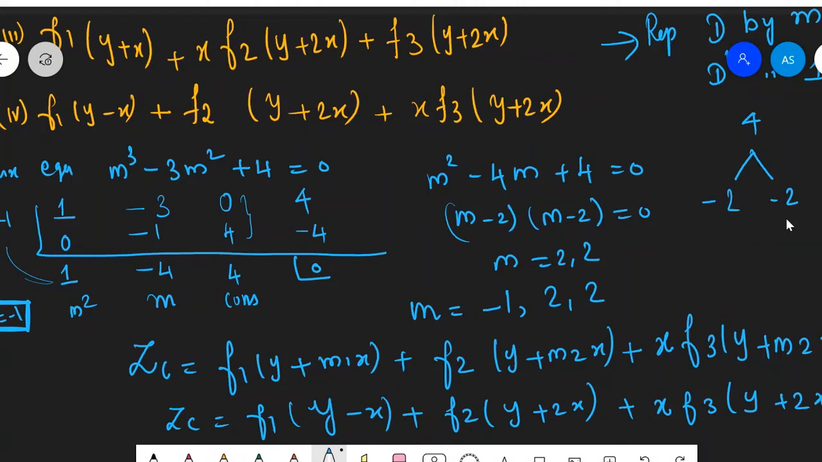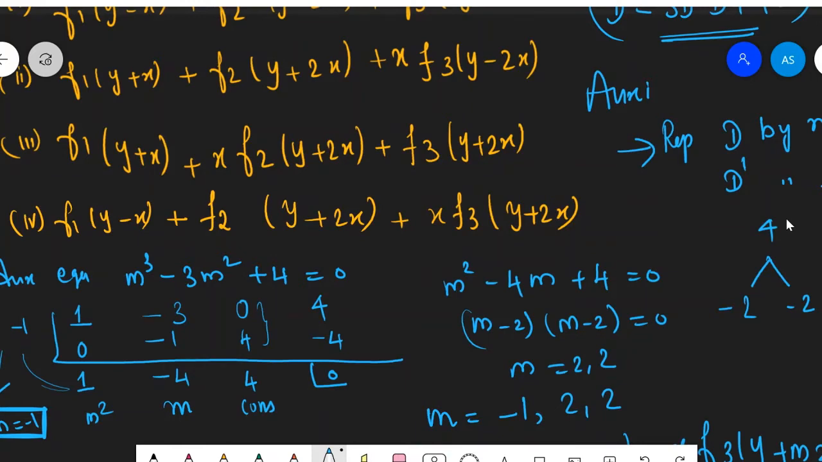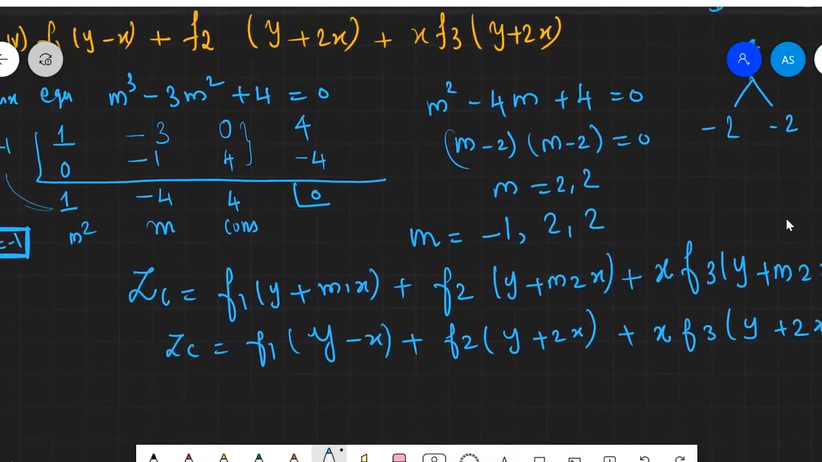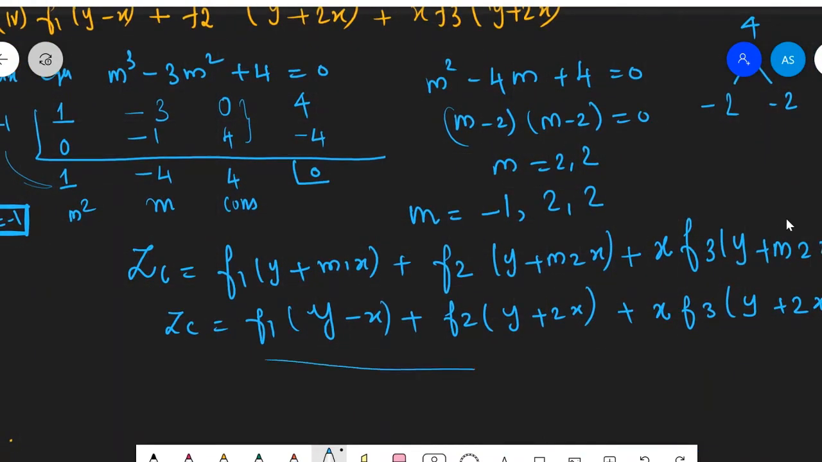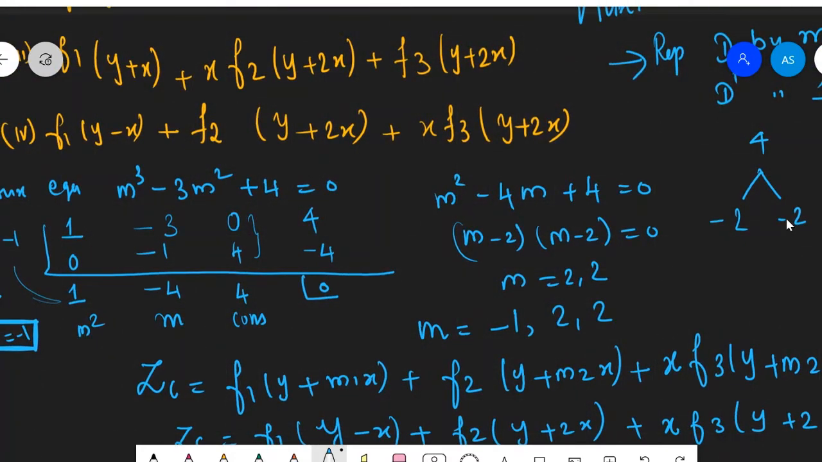So zc equals f1 of y minus x, f2 of y plus 2x, x into f3 of y plus 2x. Our answer is this one. So option 4 is the correct answer here. Option 4 is the correct answer.